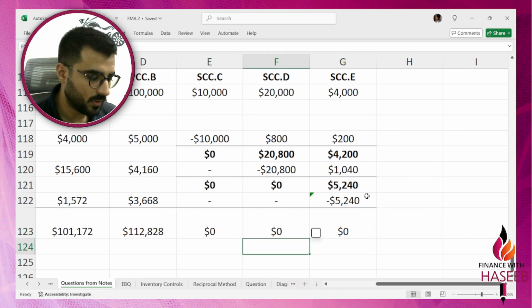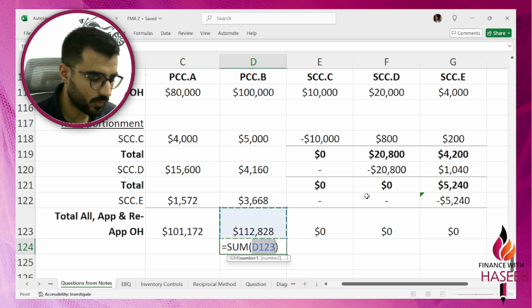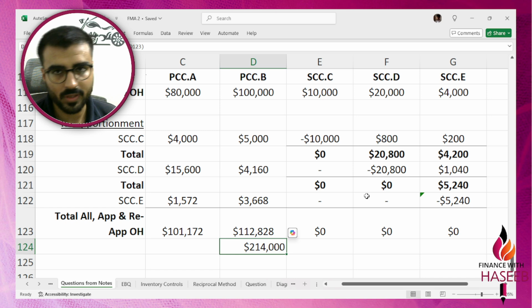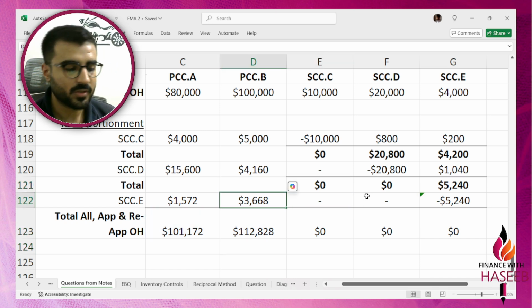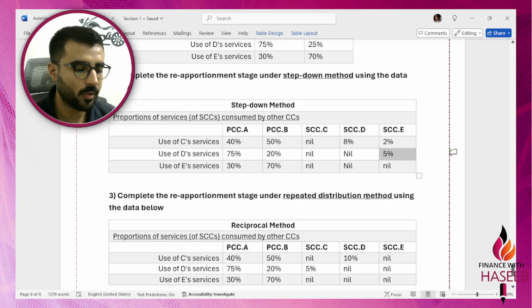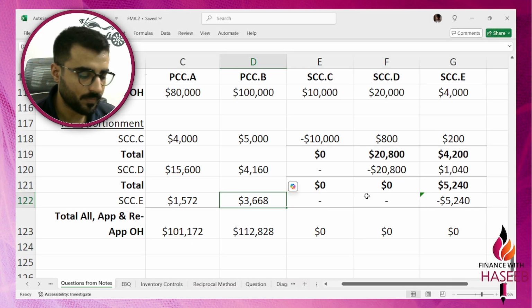Now let's calculate the total. So total overhead is 214,000. But the sharing has been done differently. So this is the method of reapportionment, the step down method. Step down method is completed. So I hope it is very much clear.